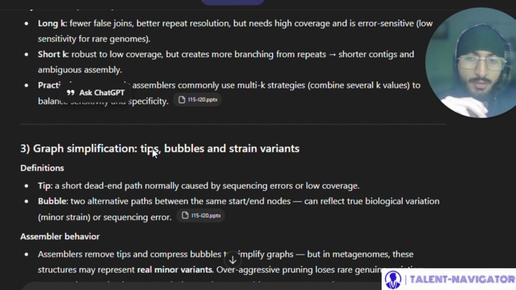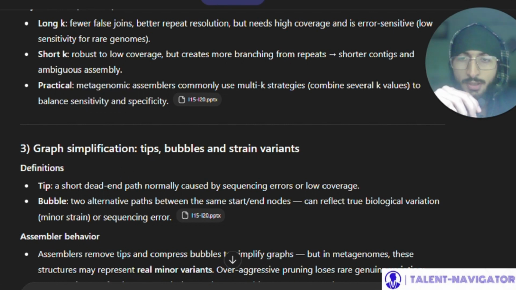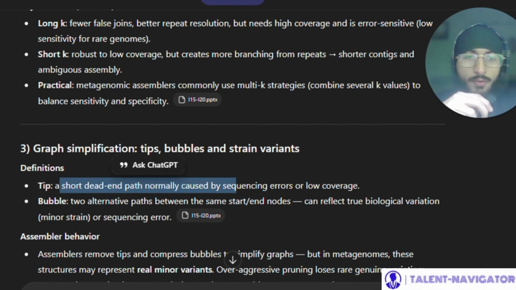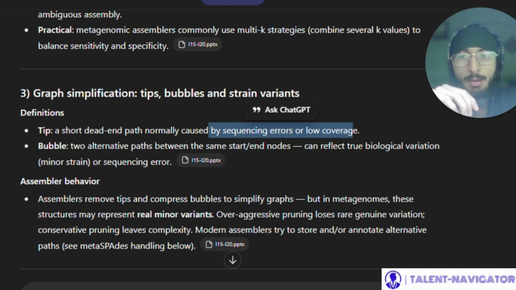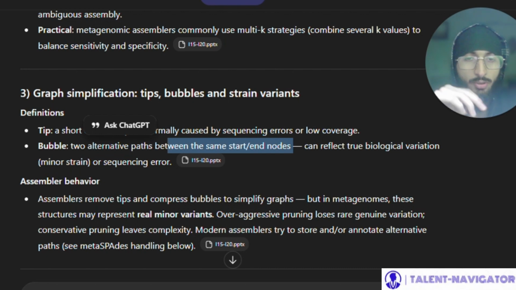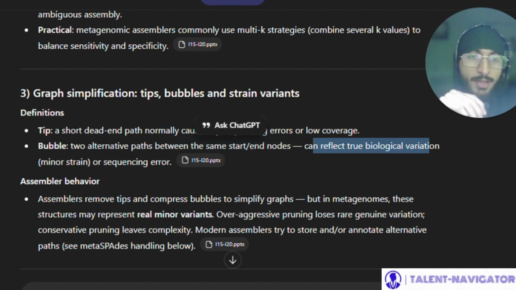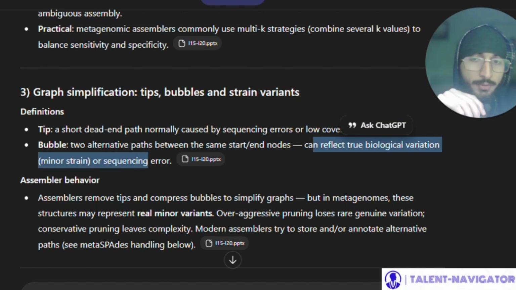So now graph simplification, tips, bubbles, and strain variants. Definitions I'll discuss first. A tip is basically a short dead-end path normally caused by sequencing errors or low coverage. And a bubble is two alternative paths between the same start and end nodes, which can reflect true biological variation or minor strain or sequencing error.